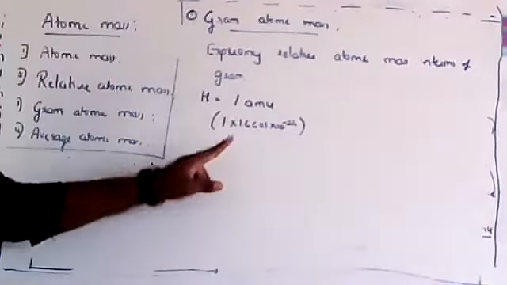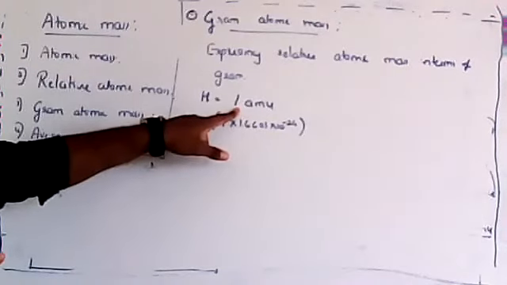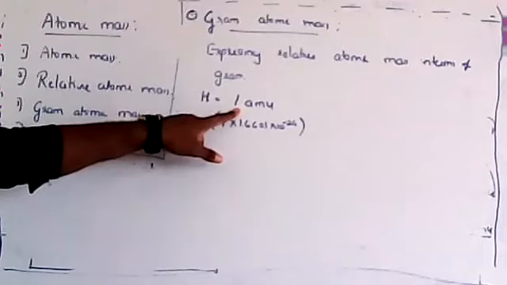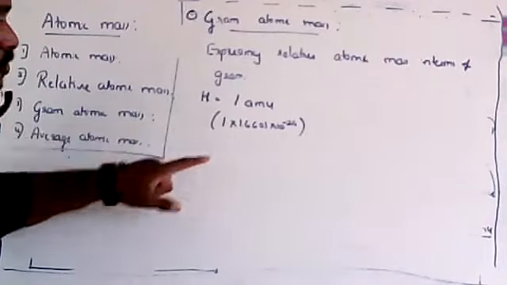Actual value is 1.008. I'm just, not to confuse you, taking this one. So hydrogen is 1 AMU. What is the actual mass? This one. Okay, this is the actual mass.